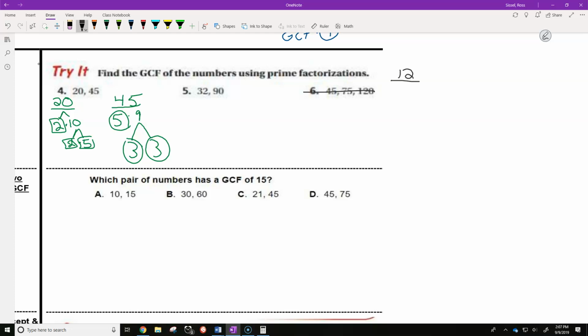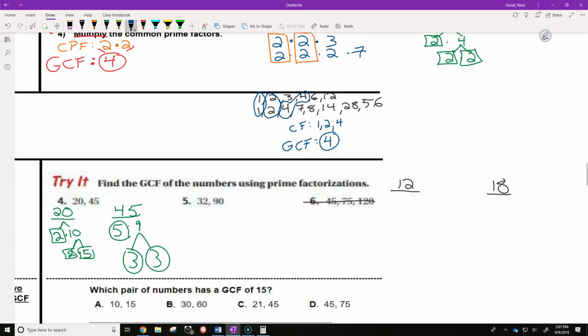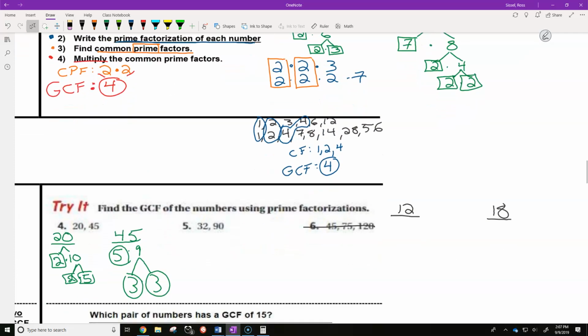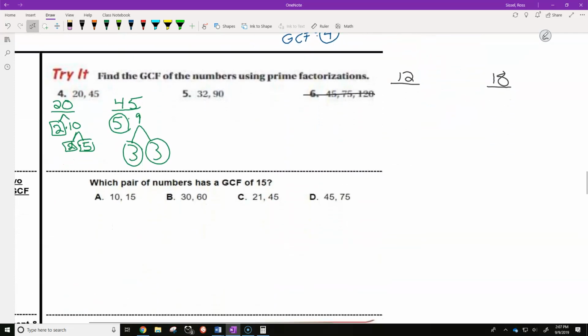12 and 18. Please do this with me. We'll go halfway quick on it. The first step, I'm doing the right color so it stays coordinated. The first step is my factor tree.